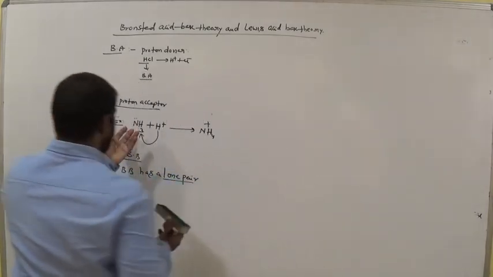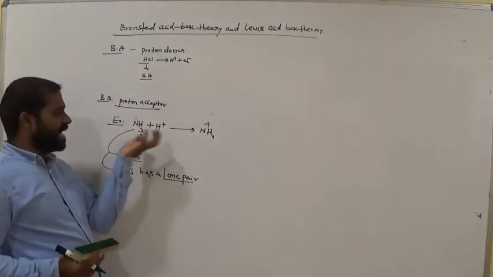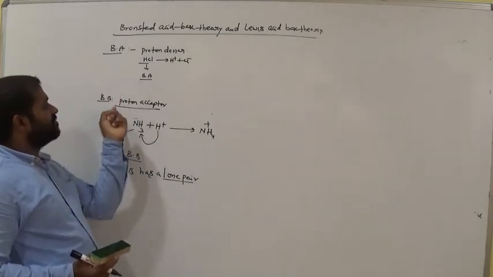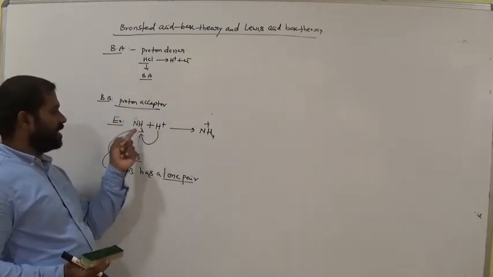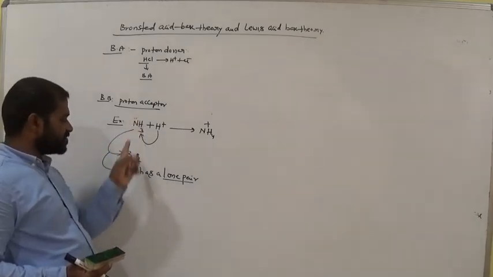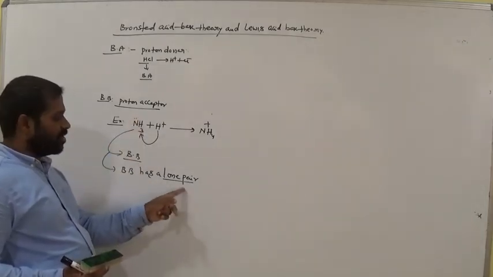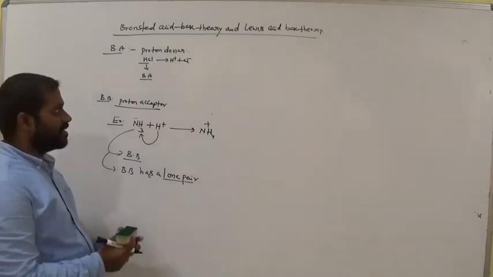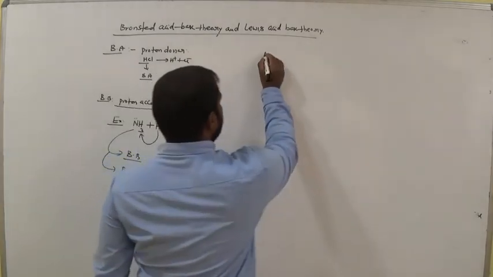Here NH3 is the Bronsted base. It accepts the proton. Proton acceptor. Now NH3 accepts the proton, so NH3 is called a Bronsted base. Bronsted bases possess a lone pair, am I right? Lone pair. And come to Lewis acid.